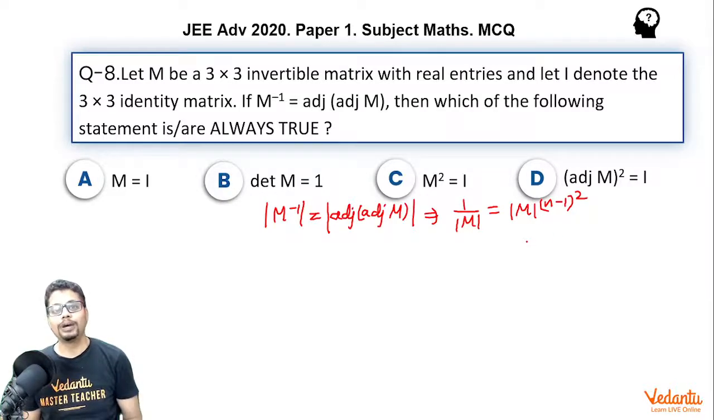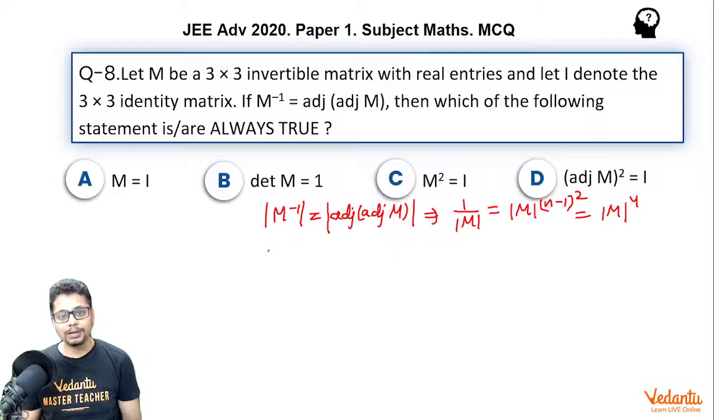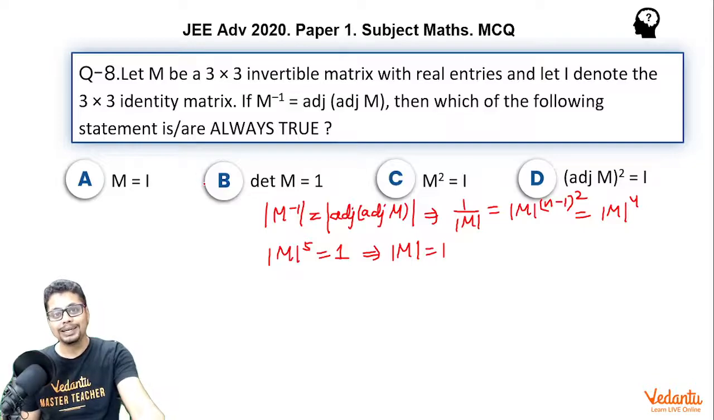Determinant of adjoint of M is determinant of M to the power n minus 1 whole square, where n is the order of matrix M, which is 3. So basically it becomes determinant of M to the power 4. Now as you cross multiply, it becomes determinant of M to the power 5 is equal to 1, which essentially means determinant of M is 1. So this means my option B is correct.